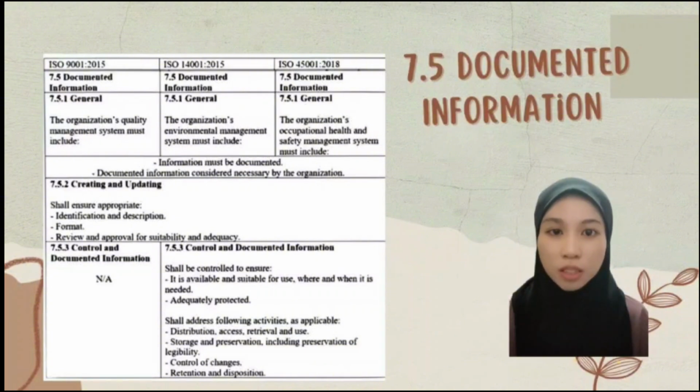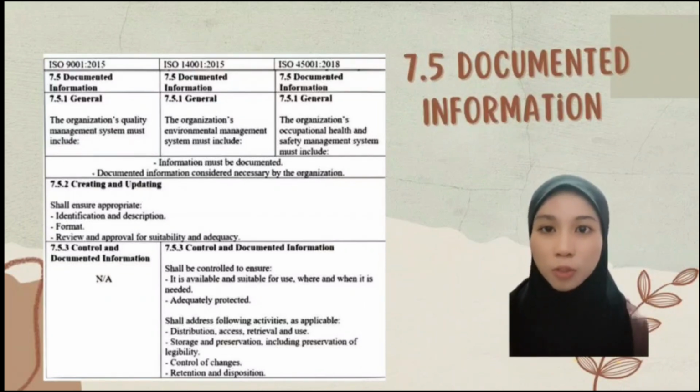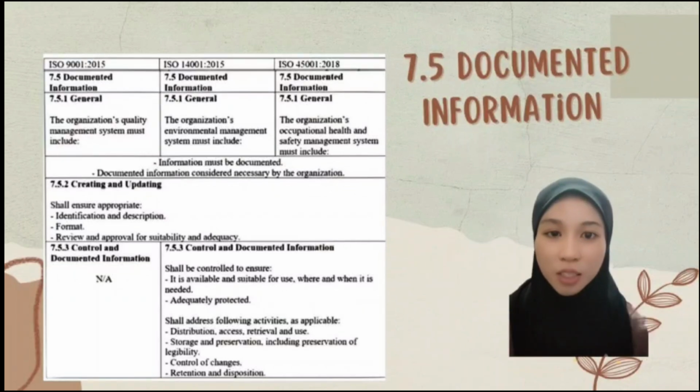organization's quality management system must include: 1, information must be documented; 2, documented information considered necessary by the organization. For 7.5.2, creating and updating also has similarity across the three. Ensure appropriate: 1, identification and description; 2, format; and 3, review and approval for suitability and adequacy.